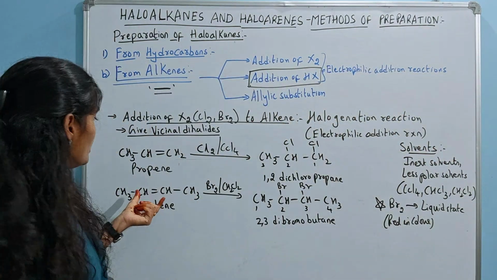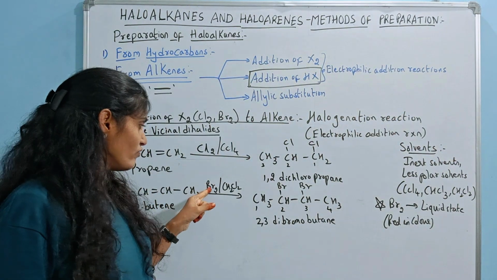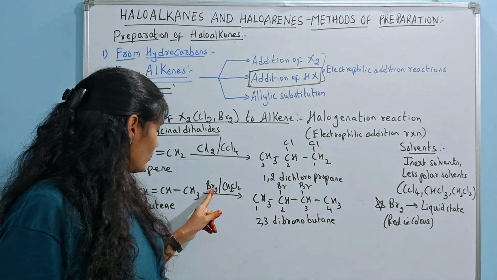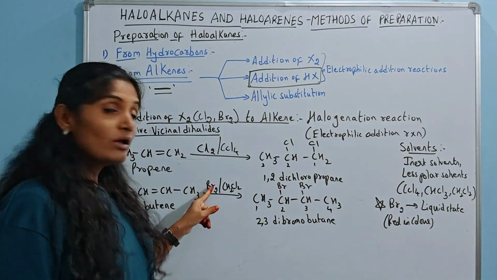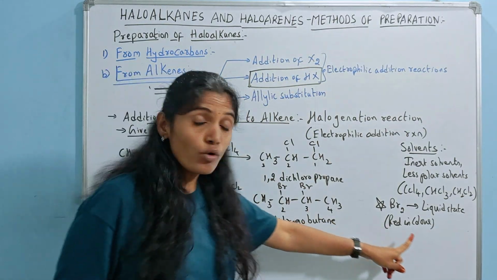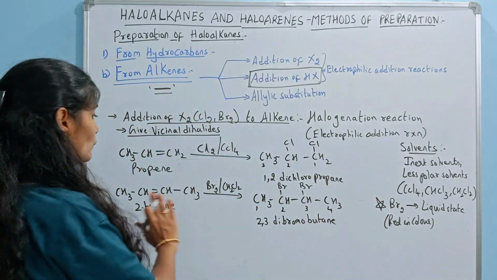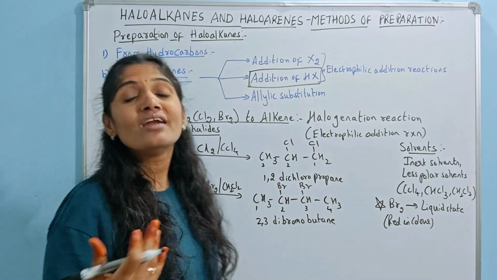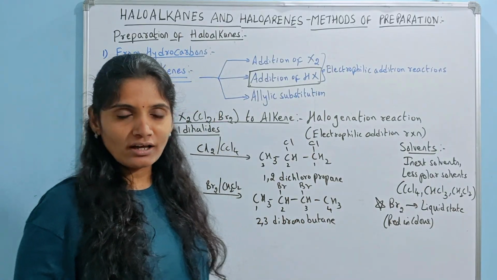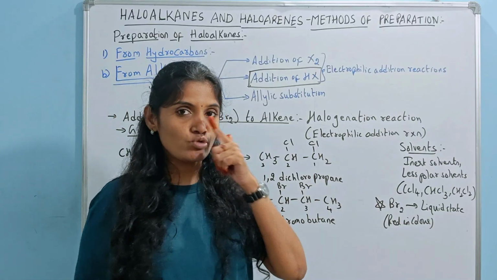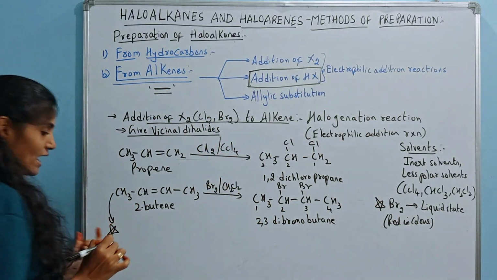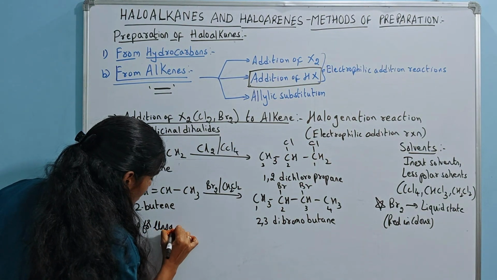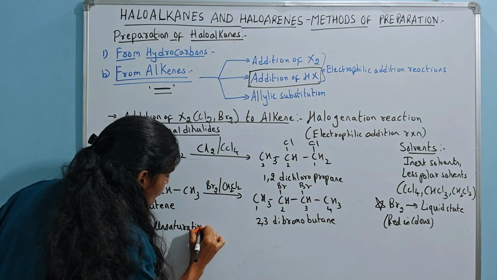Now when you treat your alkene, which has unsaturation, with bromine, what will happen? If bromine doesn't react, its original color is red. Now when bromine reacts with the alkene, bromine loses its red color. This we call the test for unsaturation. So this reaction can be used as a test for unsaturation.